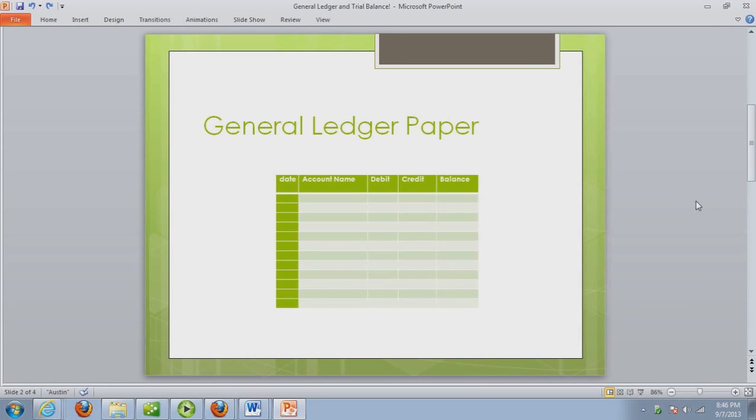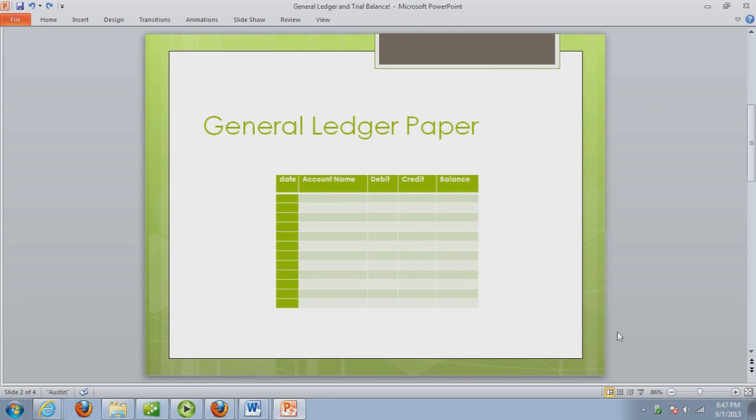General ledger paper looks very much like journal paper. You can see it's got an extra column there and mentions a balance. So in order to get the ending balance, it captures that. In the old days, we used to have a whole page of paper for each of the different ledger accounts. So you'd have a page for cash.